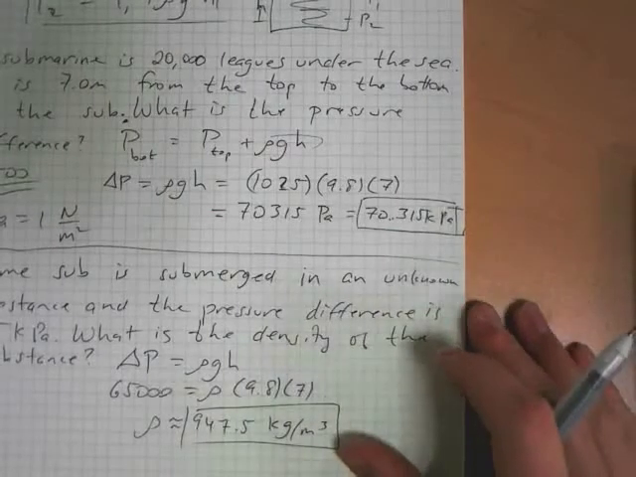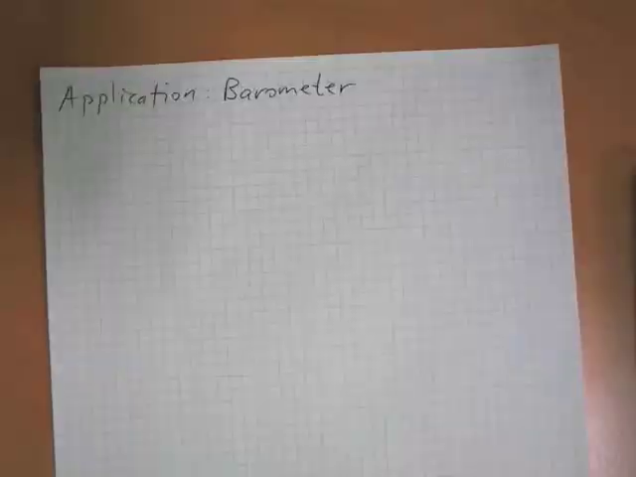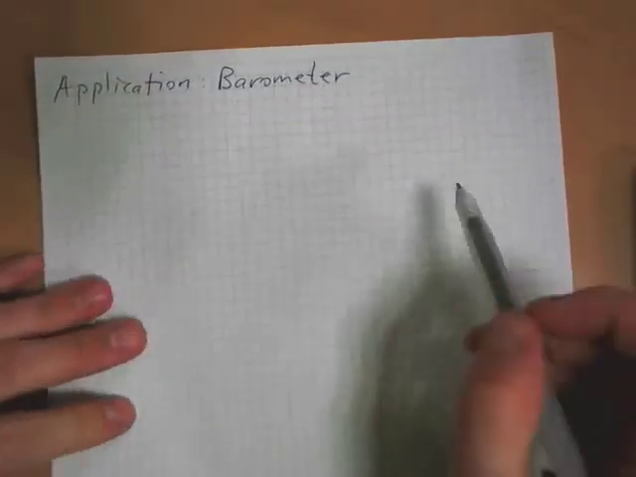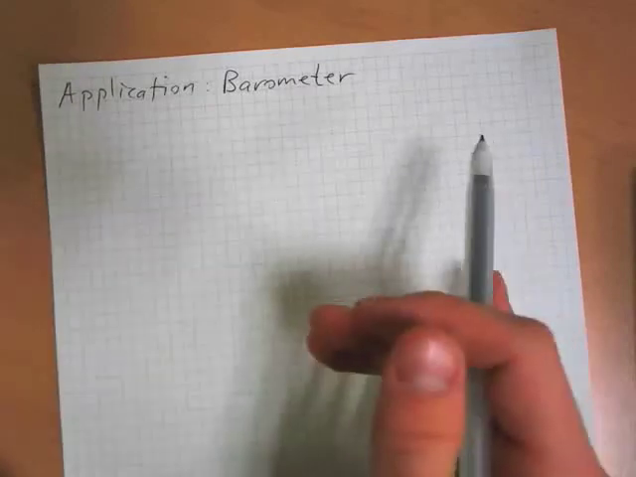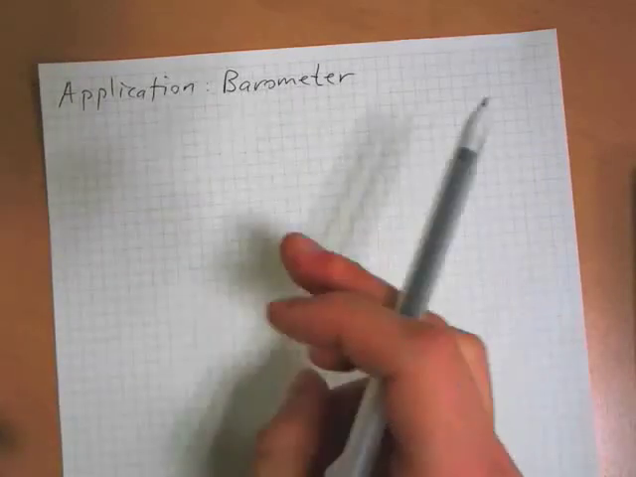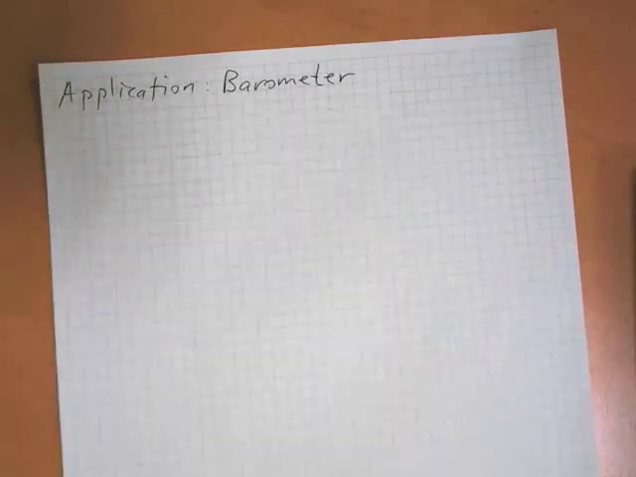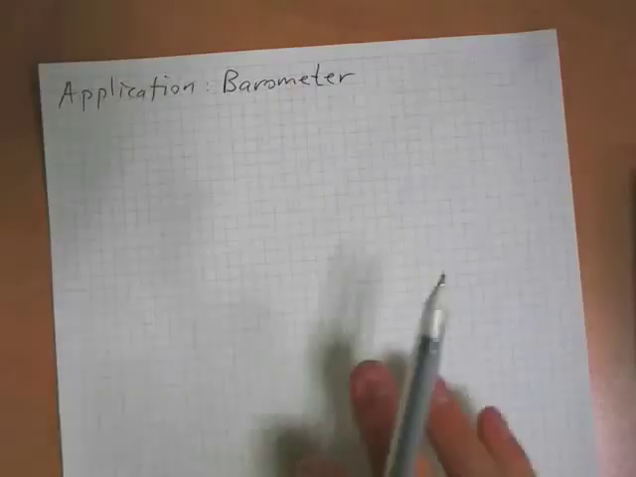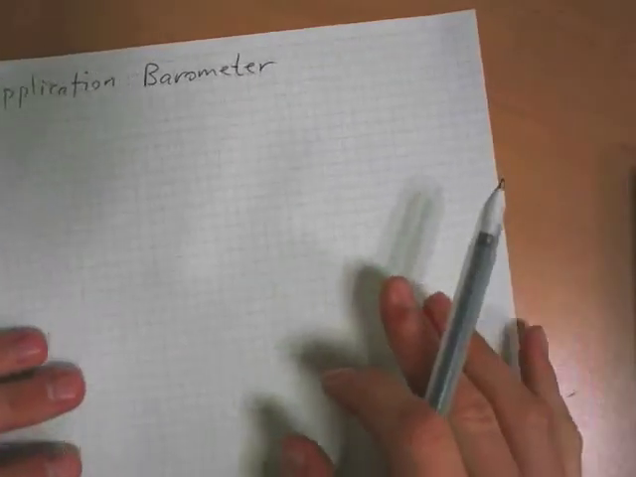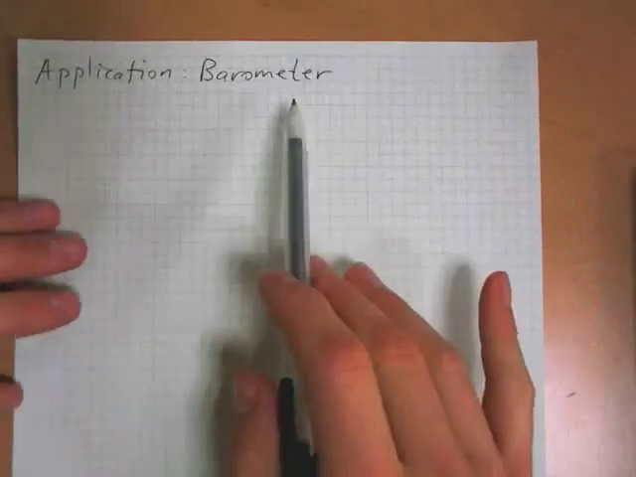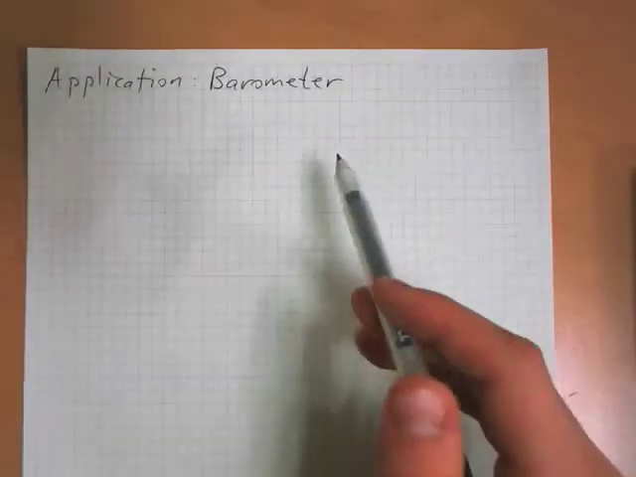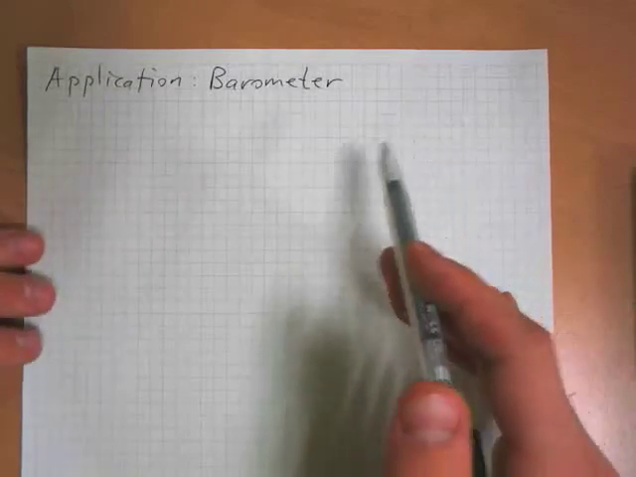The barometer is an instrument that measures pressure, and it does so using the same sort of principle. Usually for a barometer, mercury is used because it has a high density, and I'll explain why that's important in a minute. But any substance, in theory, can be used. It just might not be quite as practical.